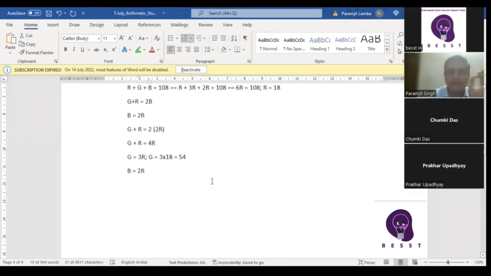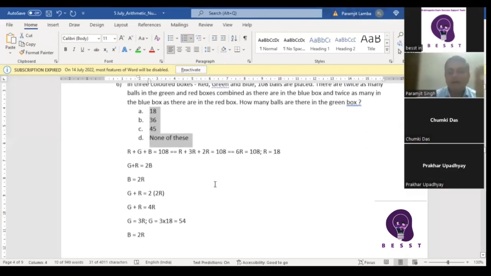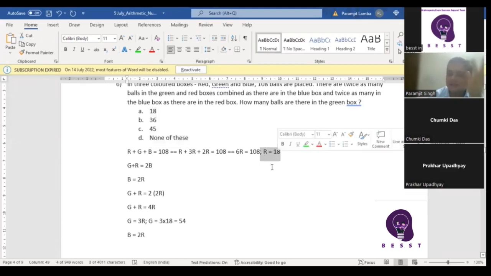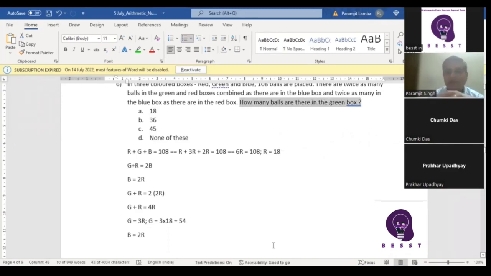So you have to be very careful when you are arriving at an answer. At moments like this, when you reach a conclusion, you'll feel very happy that we've arrived at the figure. But again, please remember, go back to the question and see what is the final thing that the examiner wants to know, which is how many balls are there in the green box.